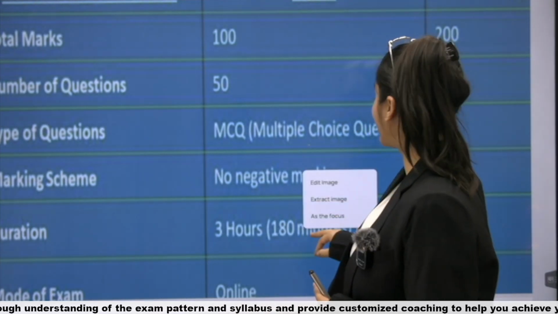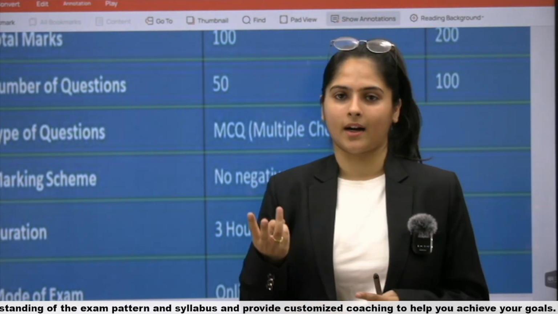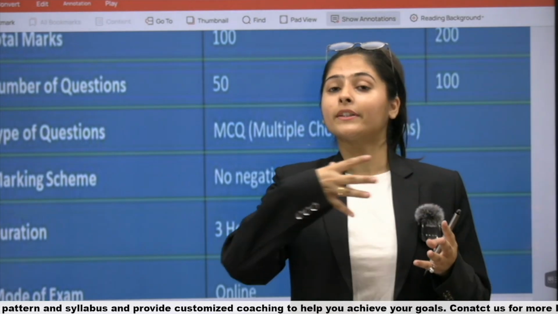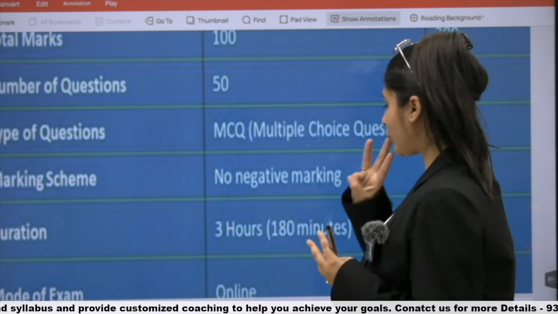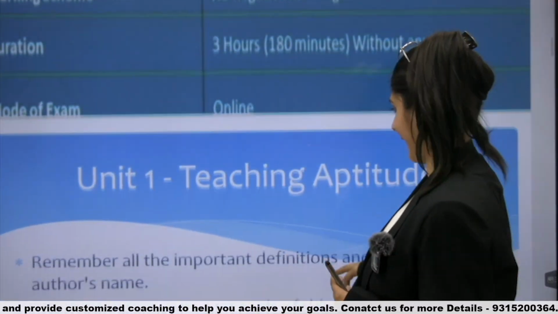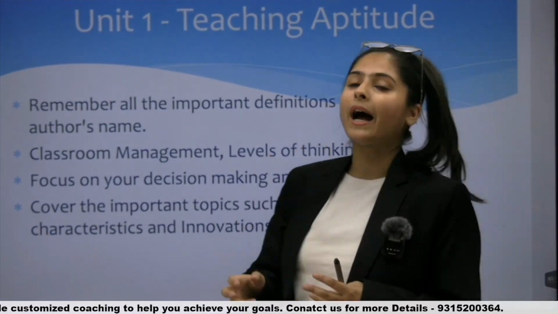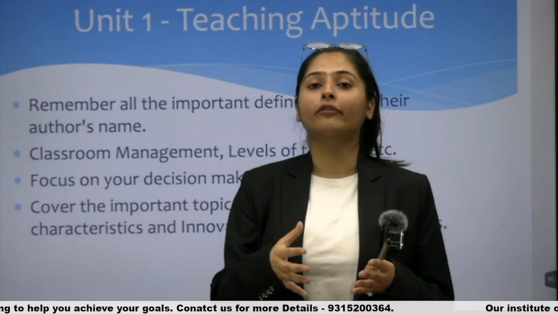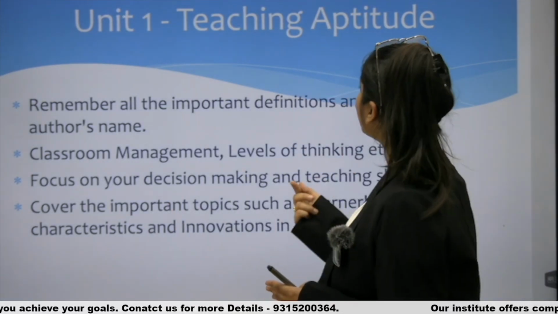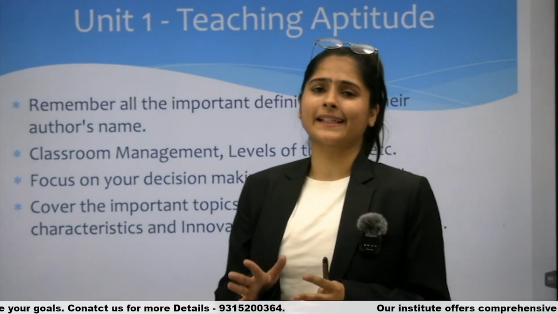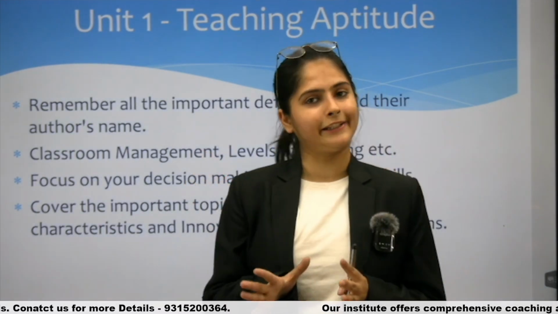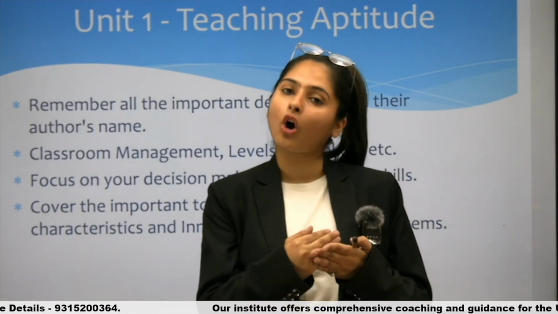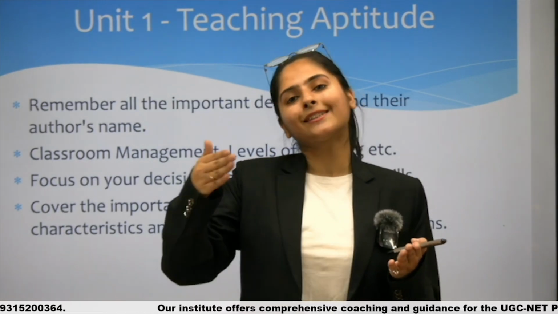And the next is the duration of the paper, which is 3 hours, of course, and there is no break between the two papers. It is continuously held for 3 hours, and the mode is online. Okay, now I will be telling you guys the unit wise distribution of the paper. Unit 1 is teaching aptitude. Basically, first you understand that there are 10 units: teaching aptitude, research aptitude, comprehension, communication, and so on.